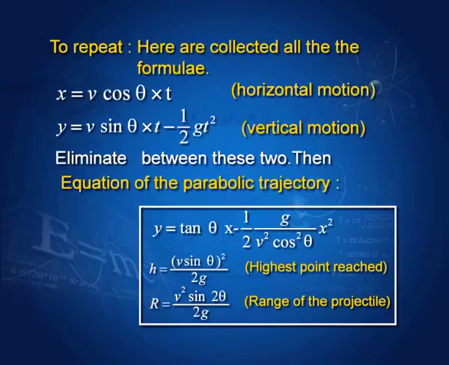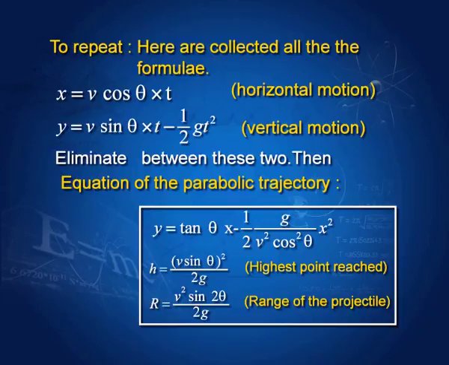The horizontal velocity is v cos theta and distance covered is v cos theta into t. The vertical velocity is v sin theta and the distance covered is v sin theta into t minus half g t square. We eliminate t from these two equations and we get y equal to x into tan theta minus half g x squared by v squared cos squared theta. This is the equation of a parabola. The highest point reached by the projectile is v sin theta whole square by 2 g, and the range, the maximum horizontal distance covered by the projectile, is v square sin 2 theta by 2 g.